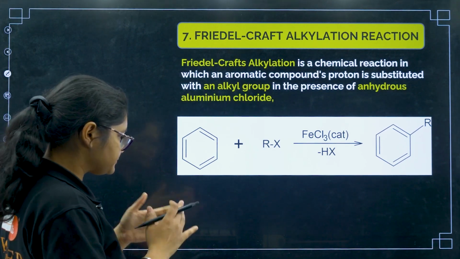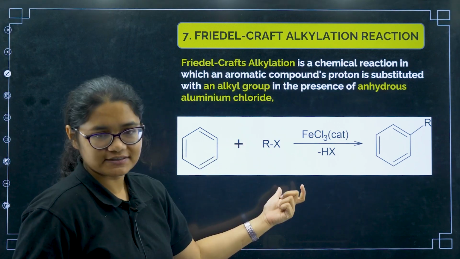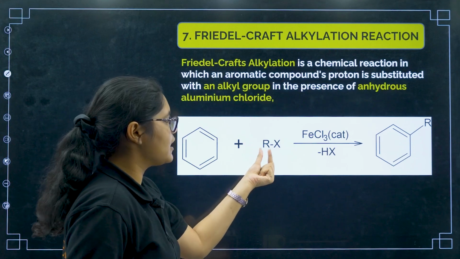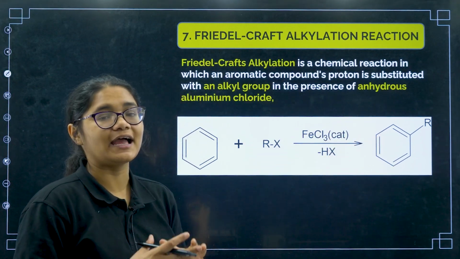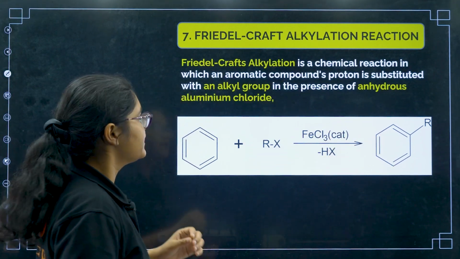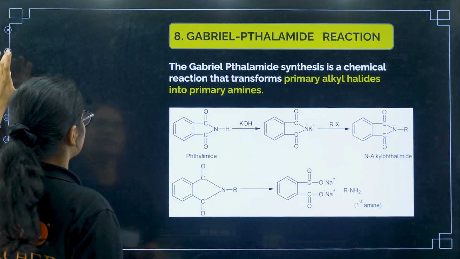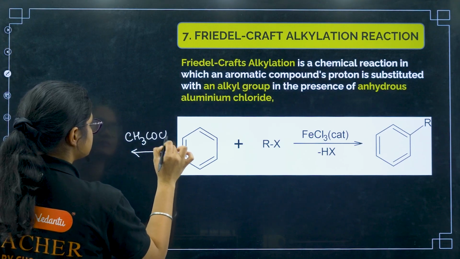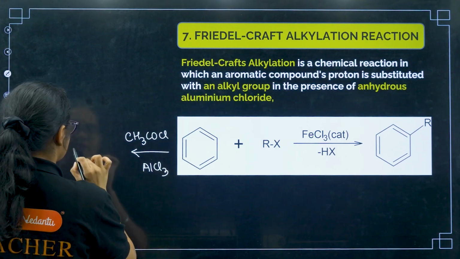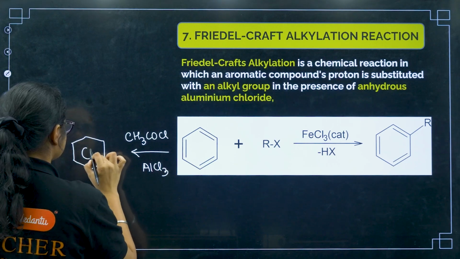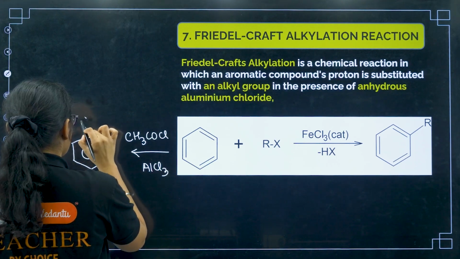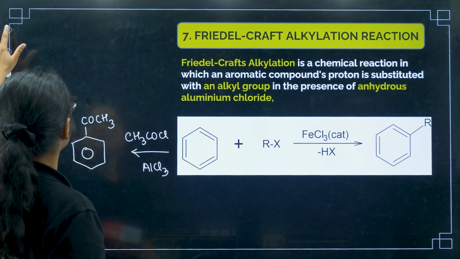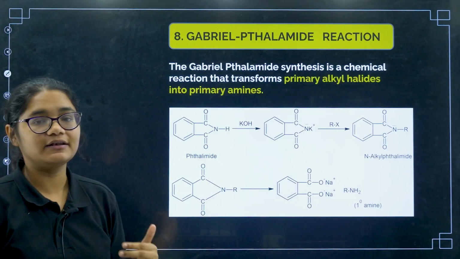Here what happens? You take any CH3Cl in presence of a Lewis acid, FeCl3 or AlCl3, and you get an R group attached to the ring. This is called alkylation or Friedel-Crafts alkylation. Similarly, I can have here Friedel-Crafts acylation. I will just write down here: you can take CH3COCl in presence of AlCl3. That will give you COCH3. Clear?